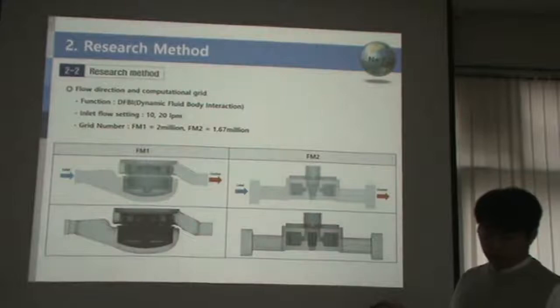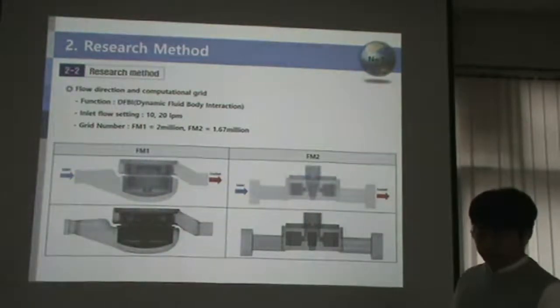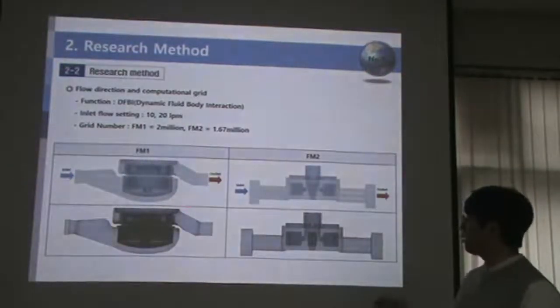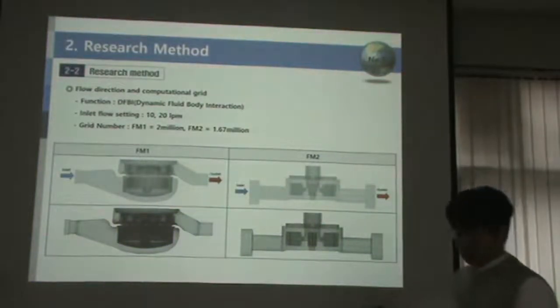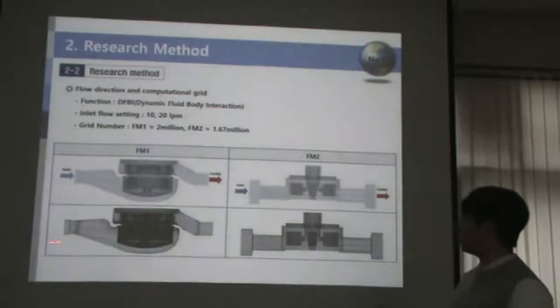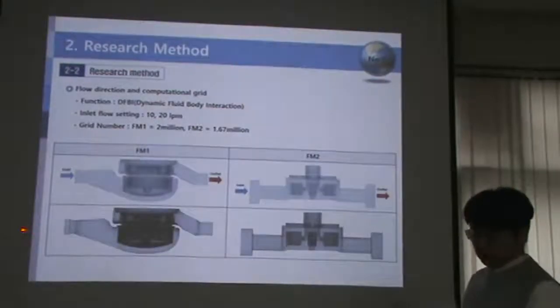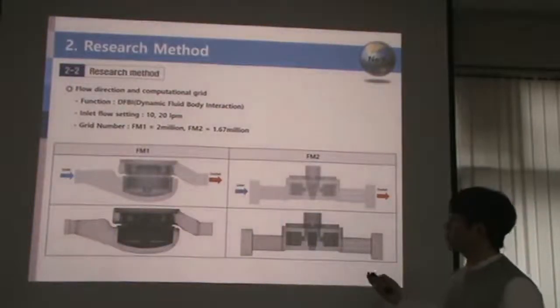The figure below shows the flow direction of FM1, FM2, and the generated computational grid.